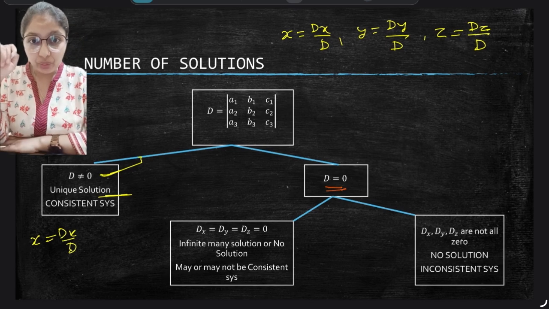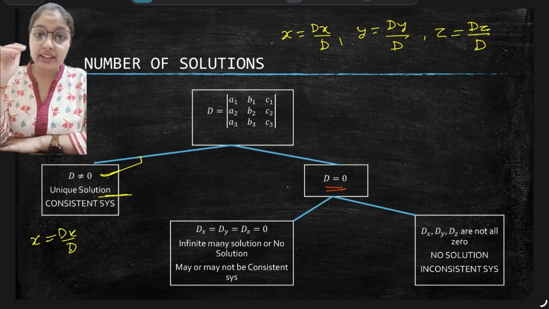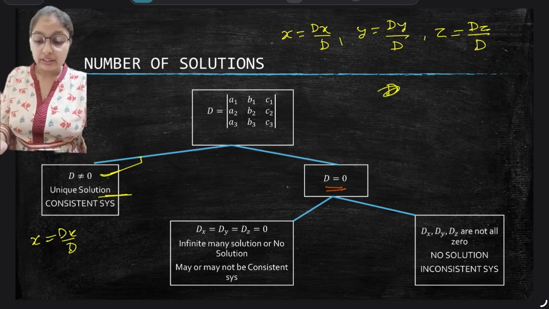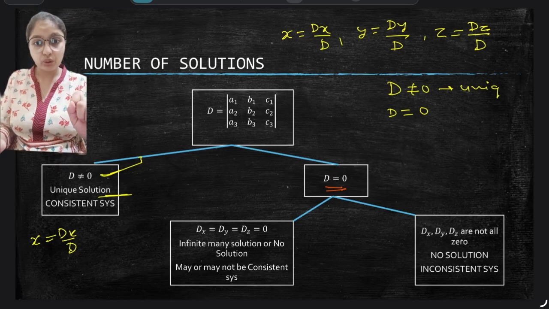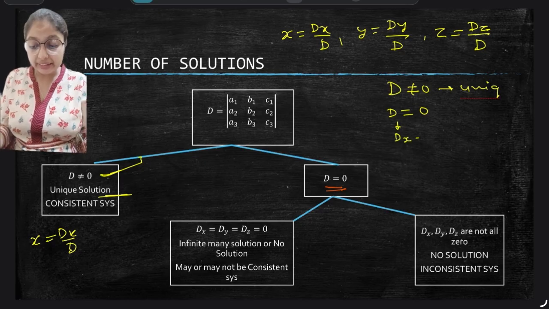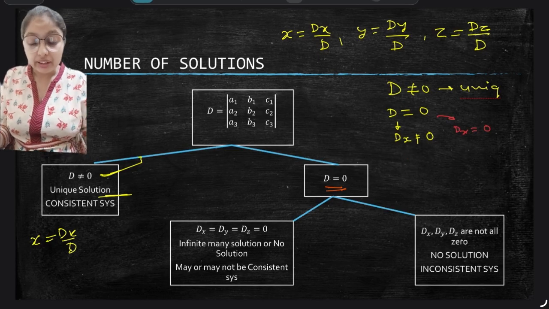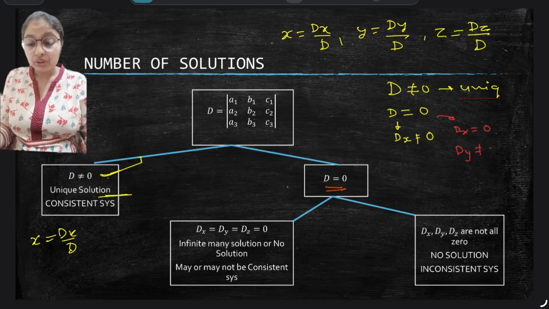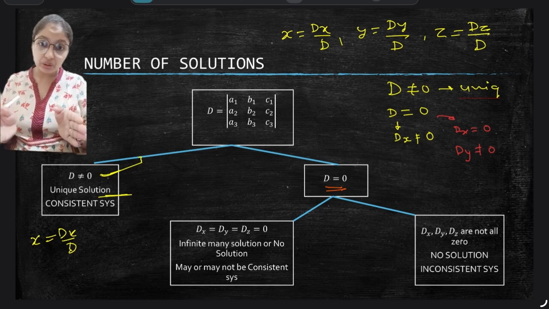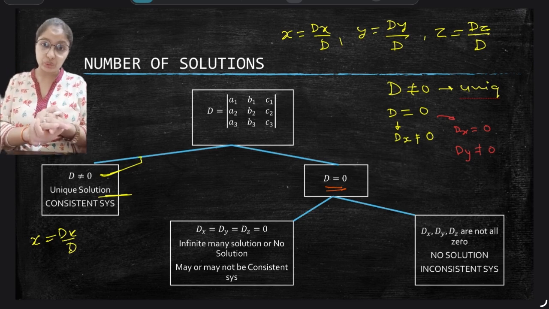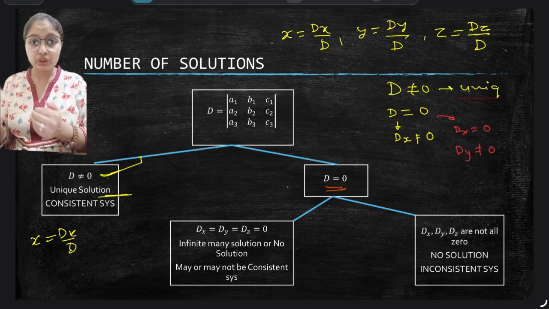Now suppose my D is 0. Then what will we do? We will further check dx, dy, and dz. At the very beginning I will check D. If my D is non-zero, I will go for a unique solution. If my D is 0, we will check dx. If my dx is non-zero, then we will say no solution. But if dx is 0, go to dy. If dy is not equal to 0, we will say no solution, and if dy is also 0, we will check dz. If dz is not 0, we will stop there and say no solution, or else we will say infinitely many solutions or no solution.